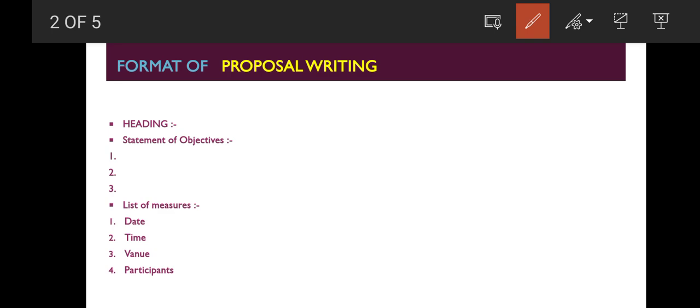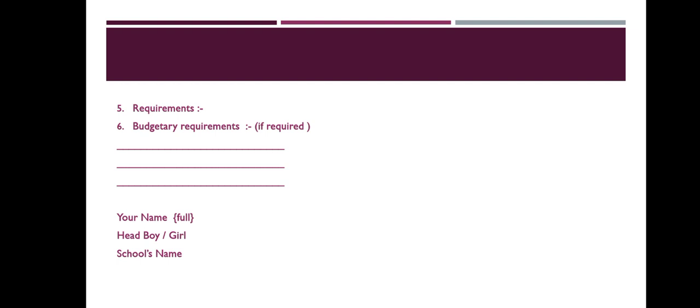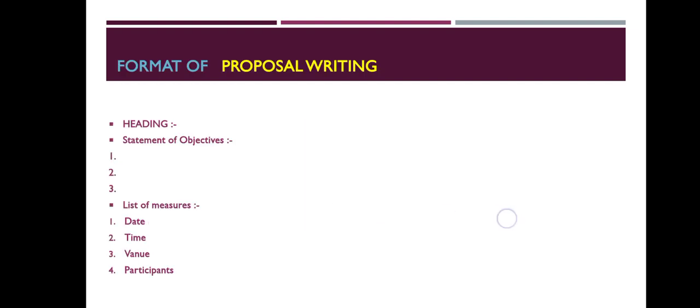Next thing, list of measures. What is this list of measures? List of measures includes these points: date, time, venue, participants, and the requirements and budgetary requirements are also there. These 6 points, a list of measures contains 6 points.